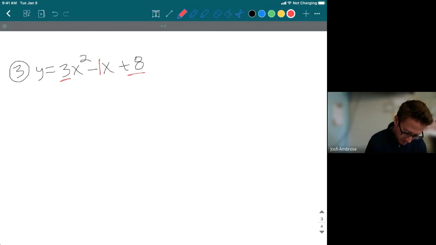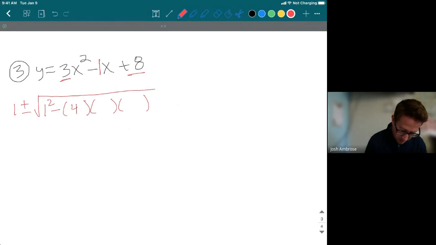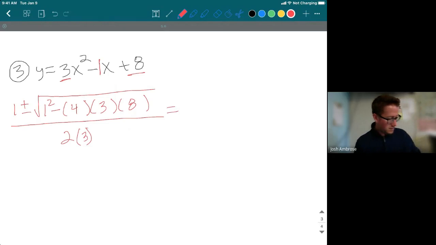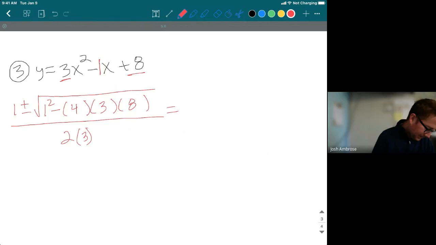You have a negative B, so that turns that 1 to a positive, plus or minus big square root of B squared minus, and let's fill in all of our parentheses, 4. What is A? 3. What is C? 8. All divided by 2A. All right, so let's plug all this into the calculator here. We have a 1 squared minus a 4 times a 3 times an 8.